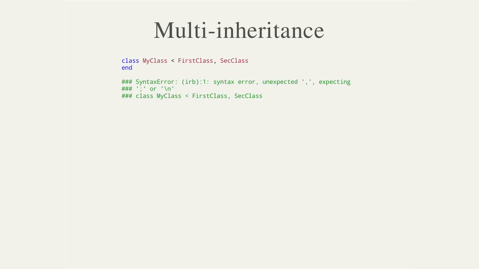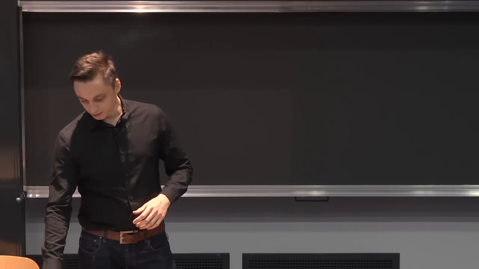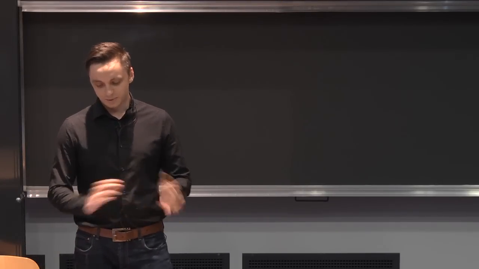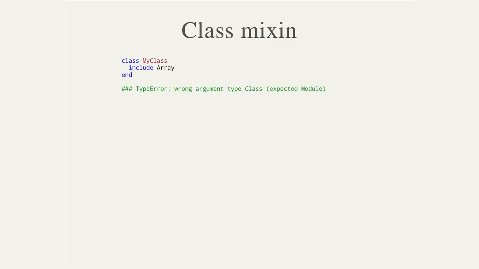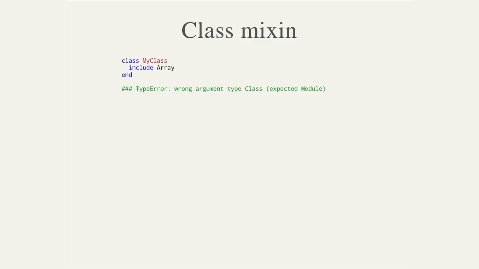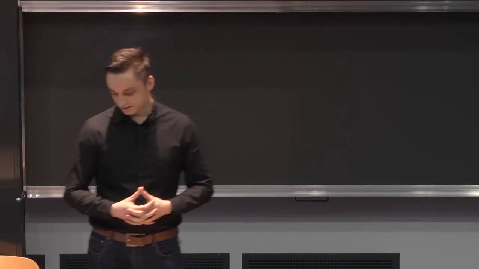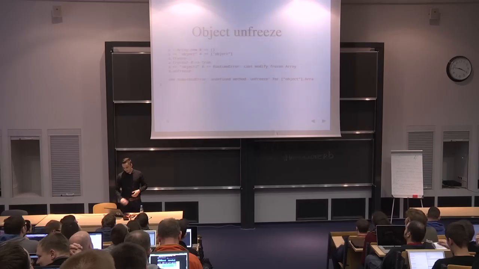First, multi-inheritance. You can't do this in Ruby because of syntax. The implication of this is you can't include a class in a class, because after include you need to put a module name, or you get a type error, and this is not fun.